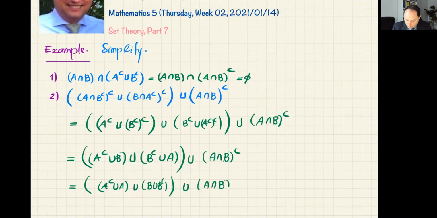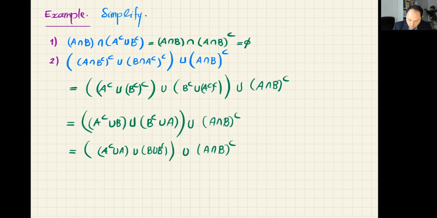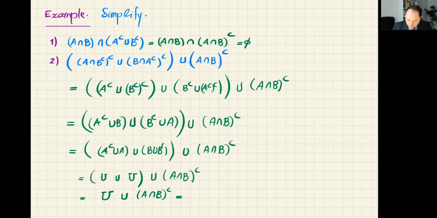And let me copy and paste the last part. But if I ask you what is this, the answer is U. What is this one? The answer is U. So this becomes the universal set union the universal set, and then I have union with A intersection B complement. But the universal set union the universal set is the universal set, union with this set. And no matter what the set here is, the answer is the universal set. So the simplified version of this is the universal set.